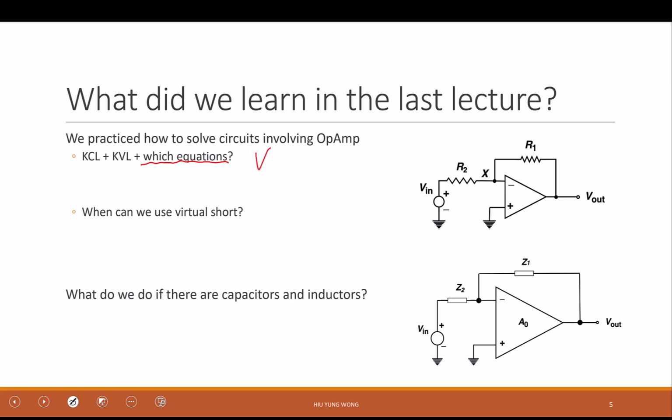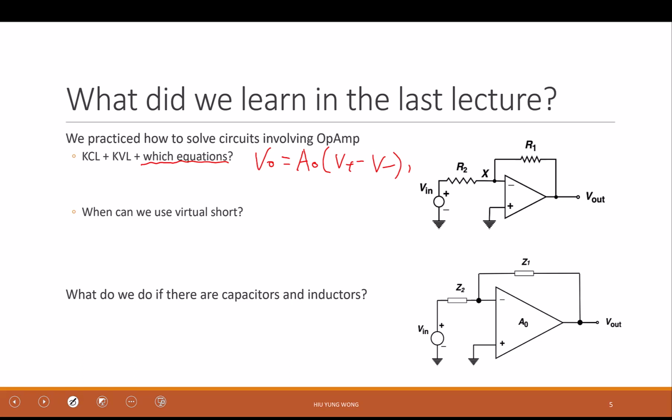You can have two, right? We say V out equals A0 times (V plus minus V minus). That's what an OpAmp does, right? It amplifies the difference between these two inputs. But when do we use this equation? Just for the sake of solving a circuit.